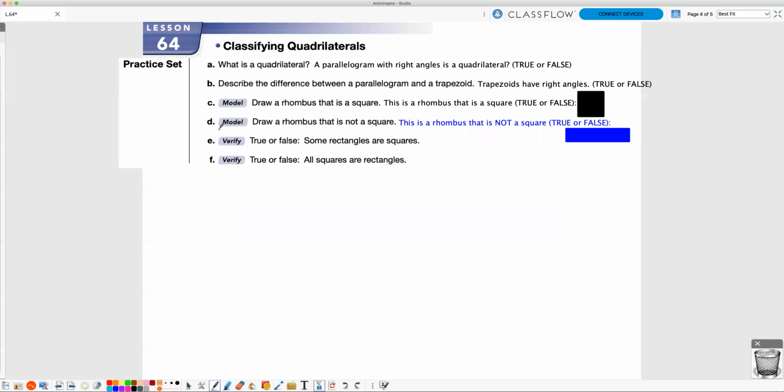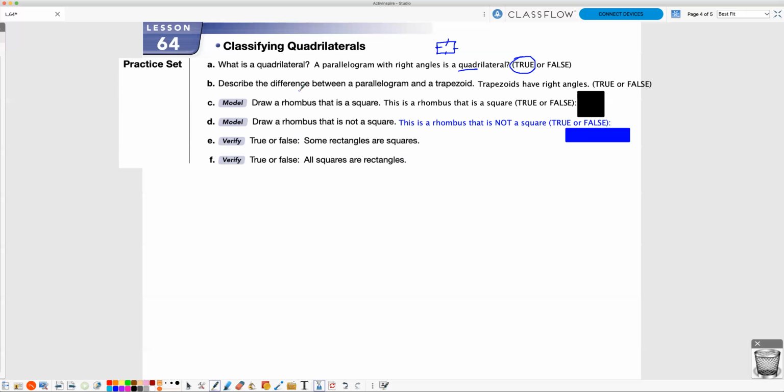All right, so what is a quadrilateral? True or false? A parallelogram with right angles is a quadrilateral. If you look at a parallelogram with right angles, it is a quadrilateral. A parallelogram with right angles more specifically would be called a rectangle. And because it has four sides, 1, 2, 3, 4 sides, it's a quadrilateral. That would be true. That's a true statement.